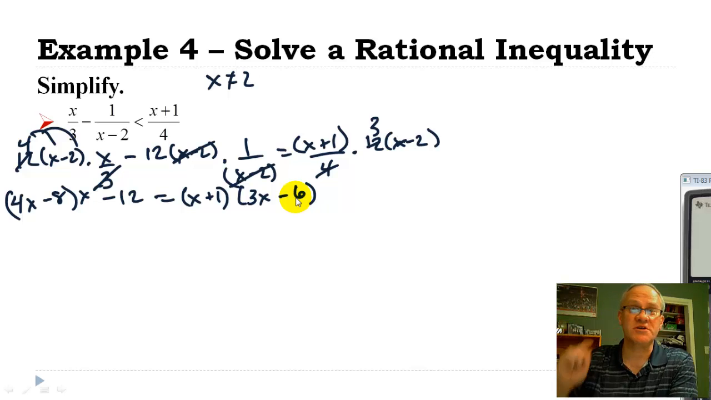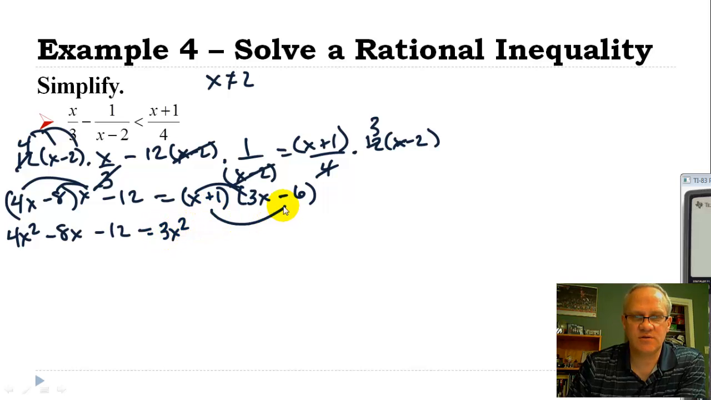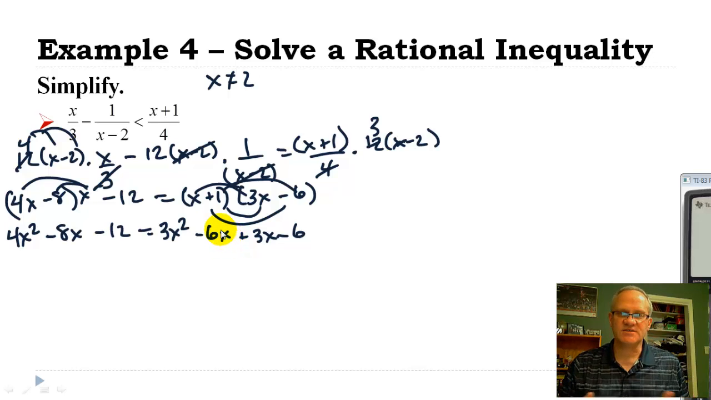Okay? It's a little more interesting here, isn't it? All right, distribute the x. So 4x squared minus 8x minus 12. And then here, FOIL. x times 3x is 3x squared minus 6x plus 3x. And then that's this one, and then minus 6. Notice again, we've got some x squareds and x's in here. So that means we can't just get x by itself. We're going to have to get everything together on one side and try to factor. Is what we're going to try to do there.